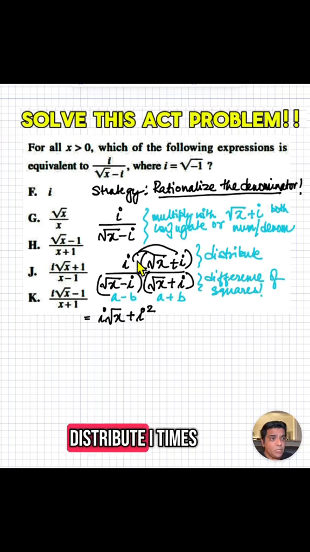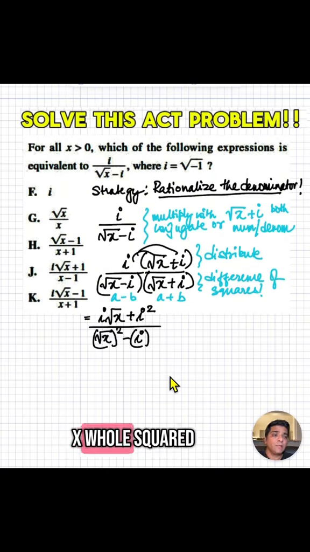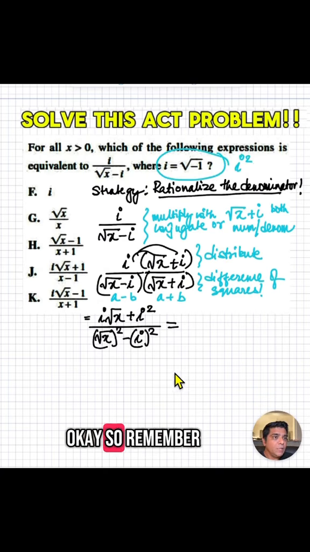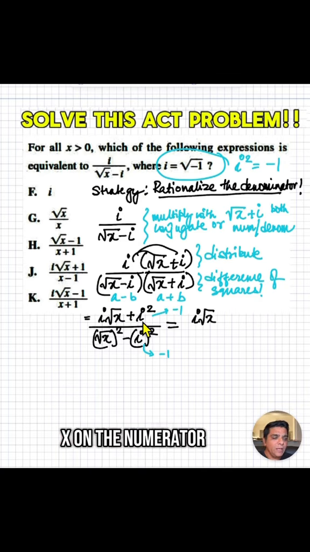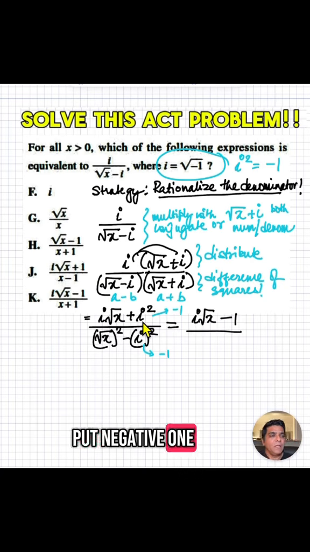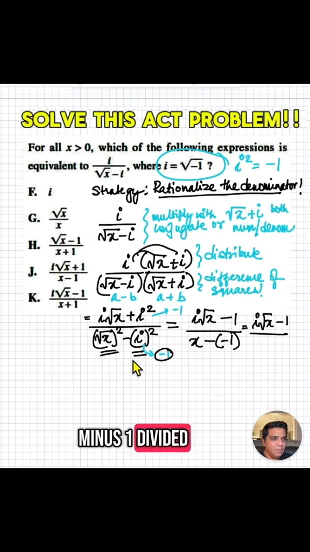So let's go ahead and distribute i times root x plus i squared in the numerator, and in the denominator we have root x whole squared, a squared, minus i squared, b squared. So a squared minus b squared. Okay, remember, it's given here that i is the square root of -1, or i squared equals -1. So we're going to substitute wherever we see i squared and put -1 instead. So i root x in the numerator plus, instead of i squared, put -1, so minus 1, divided by, in the denominator, root x whole squared, which is x, minus i squared, which is -1. So minus a negative becomes positive. Let's clean that up a little: i root x minus 1 divided by x plus 1.